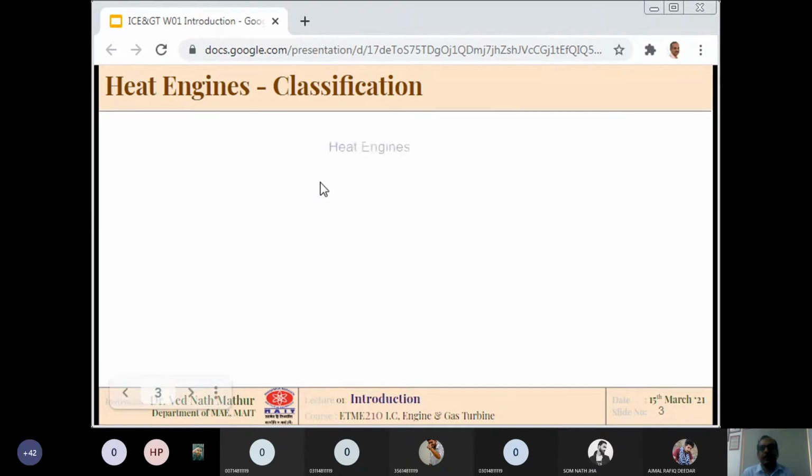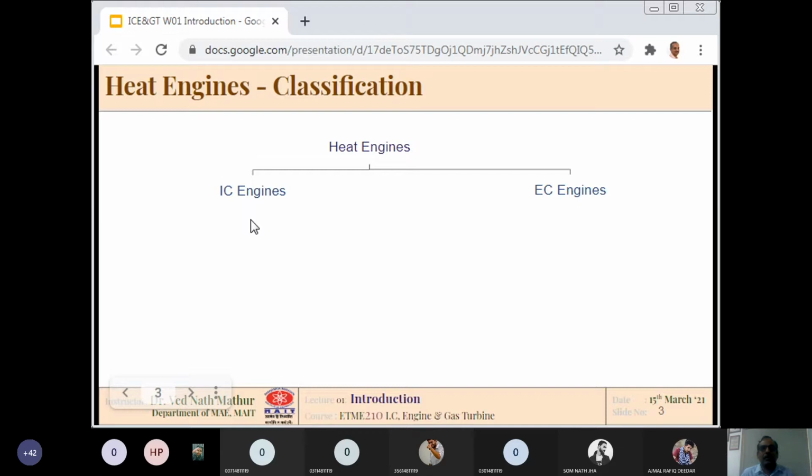If we divide the available heat engines, they can be classified into 2 different categories. One is the internal combustion engine and the other is the external combustion engine. Internal combustion engine is abbreviated as IC engine and external combustion engine as EC engine. IC engines are those engines where the combustion is taking place inside the working chamber. External combustion engines are those devices where combustion takes place at a separate place and the conversion from heat to work takes place in a separate place. This is the meaning of internal and external combustion engines.